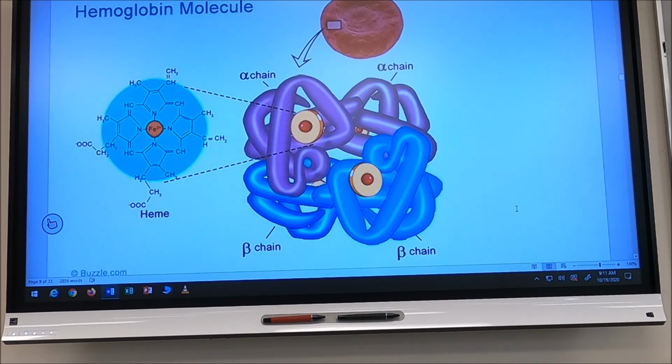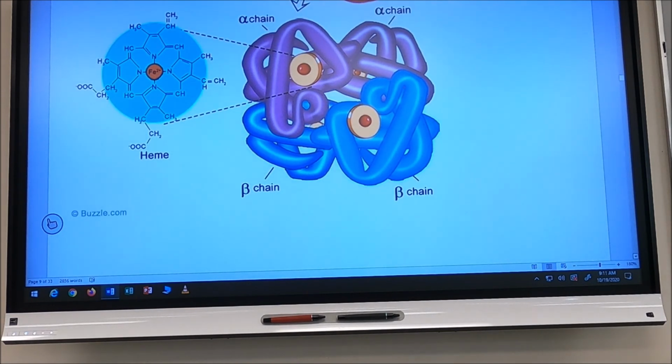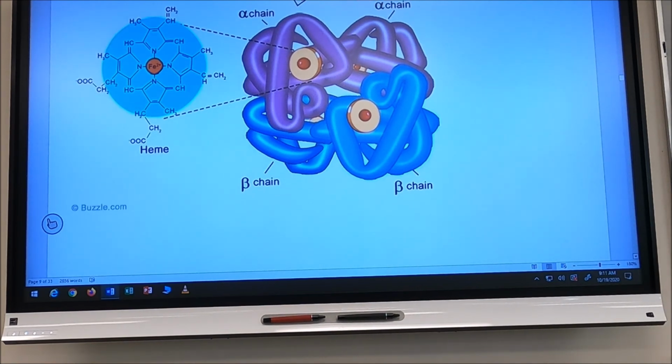Under normal atmospheric conditions here in Tuscaloosa, 3 of those 4 hemes would be loaded with oxygen when the red blood cells leave the lungs. Okay, we don't usually load all 4. If you live in Denver, it only loads 2 of the 3. People who live in Denver have a higher red blood cell count than people that live in Tuscaloosa.